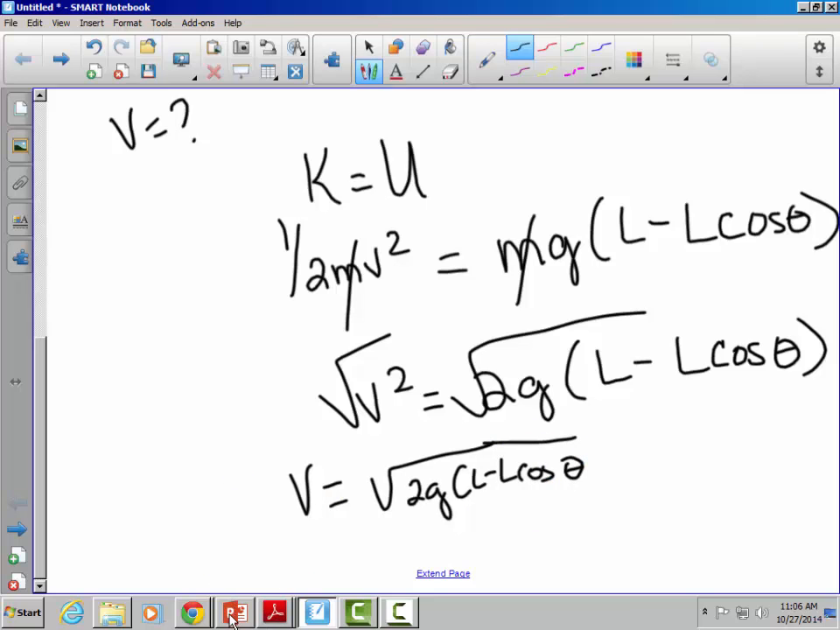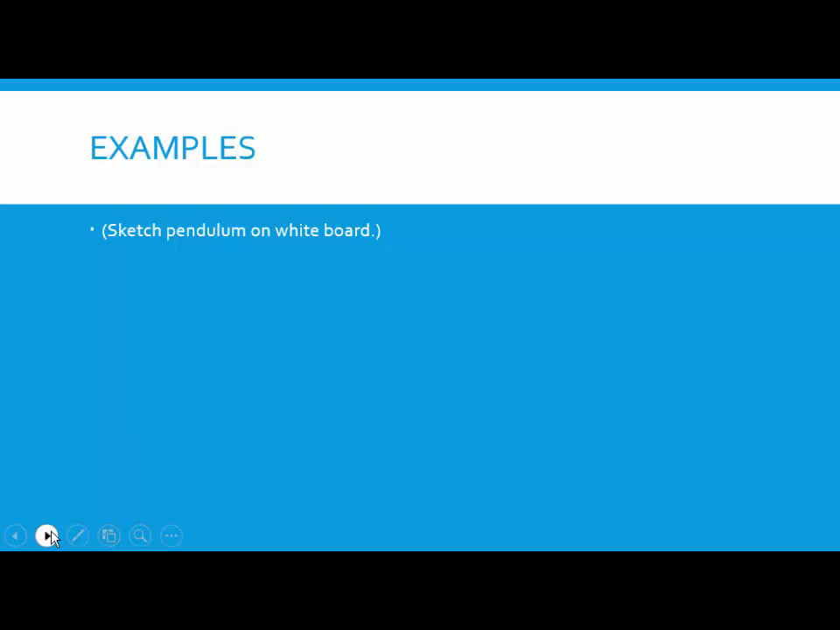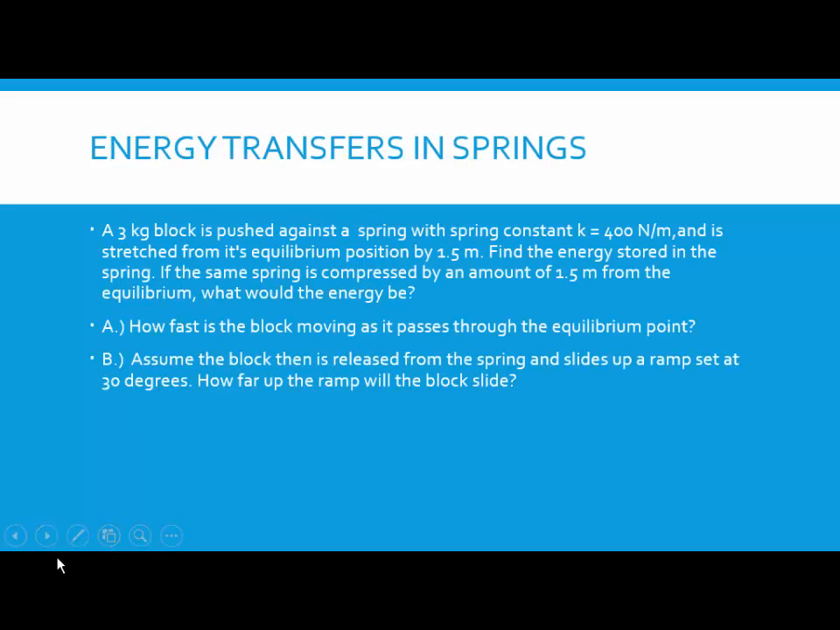All right. Let's go on to the last kind of example, which is going to be our energy transfers and what happens when we deal with springs. So in this case, we have a block being pushed up against a spring with a spring constant of 400, and we're going to stretch it from its equilibrium position, and we're going to find the energy stored in that spring, and then we're going to figure out how fast it's traveling.